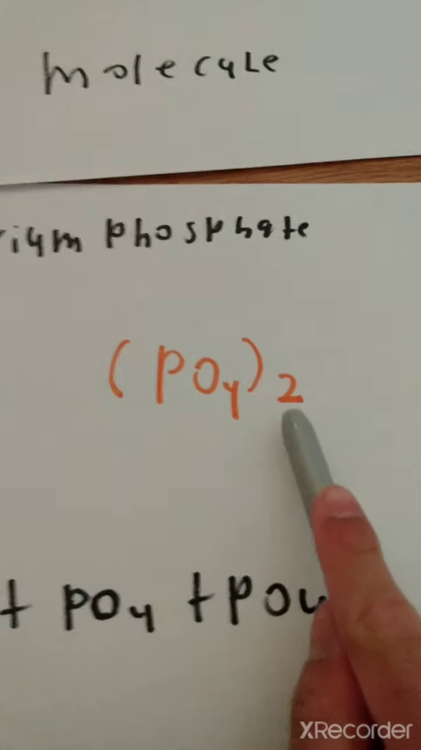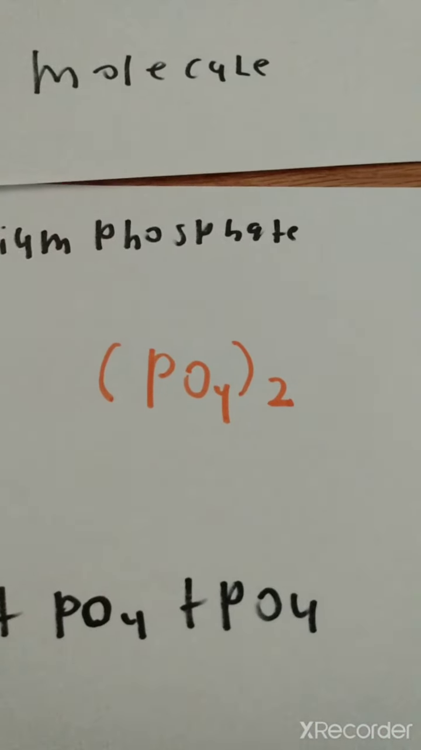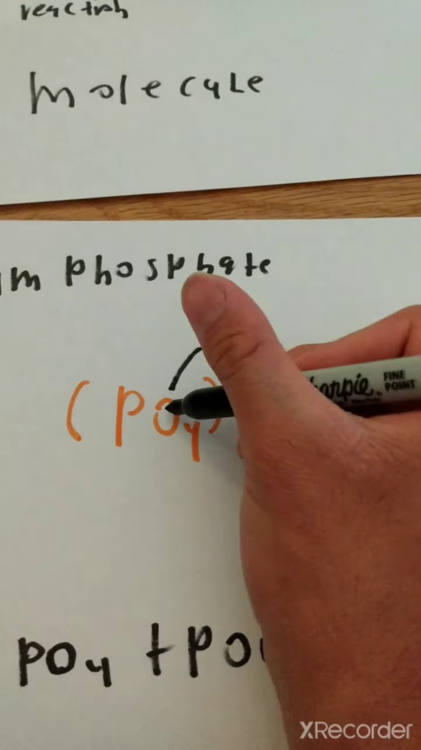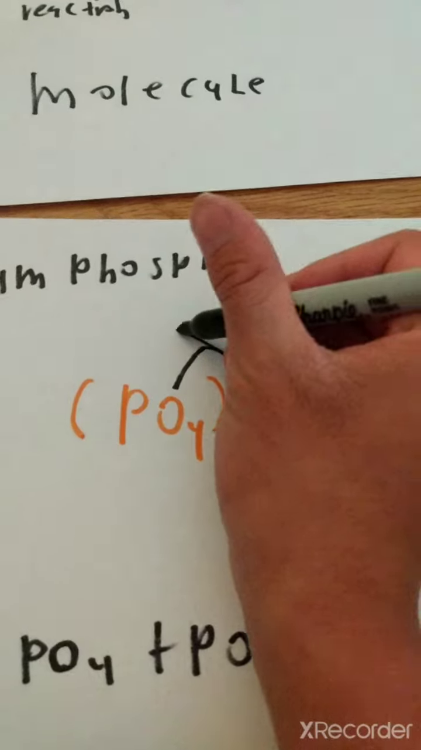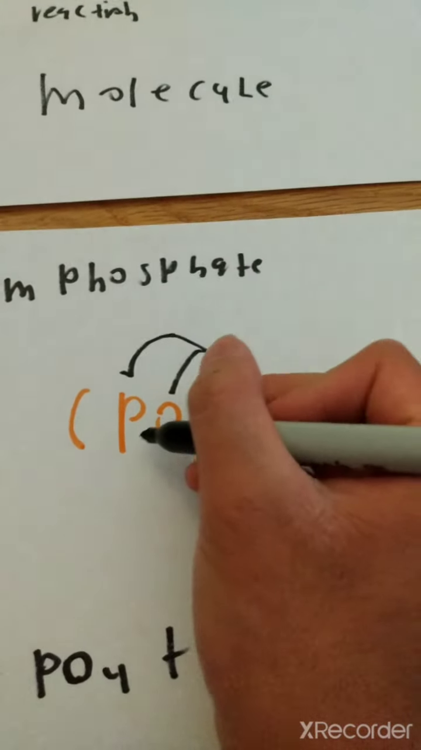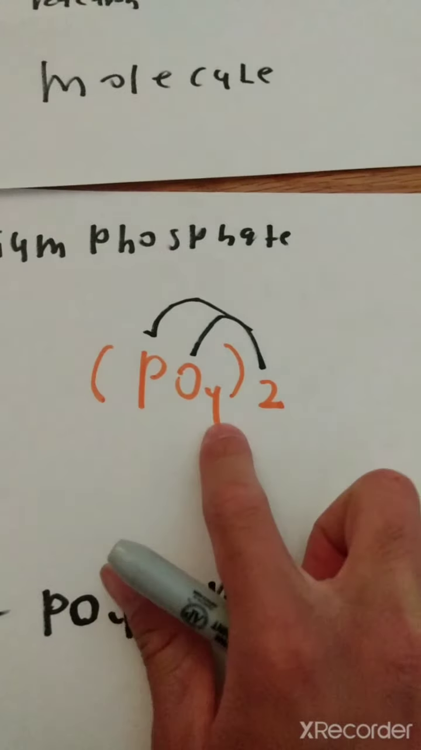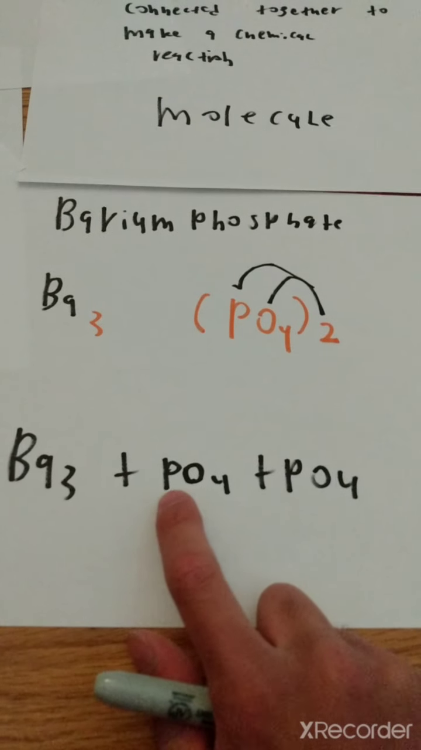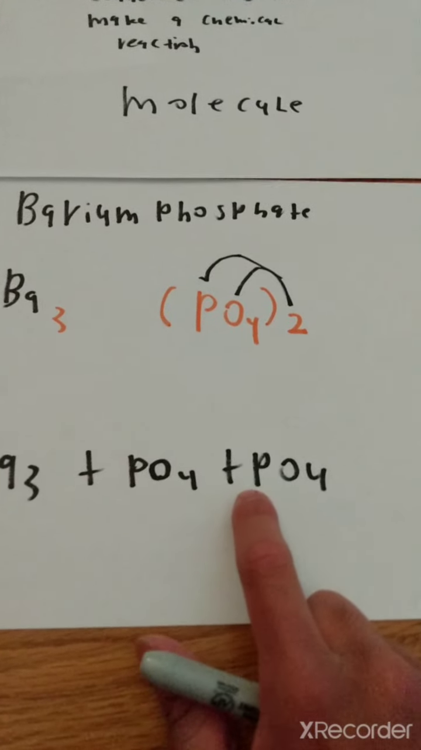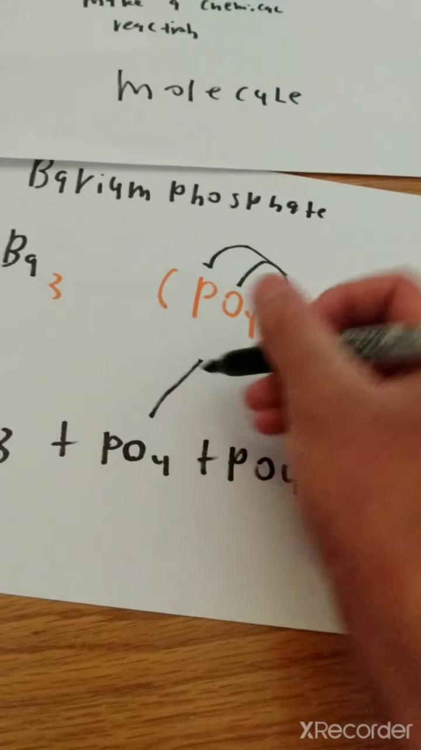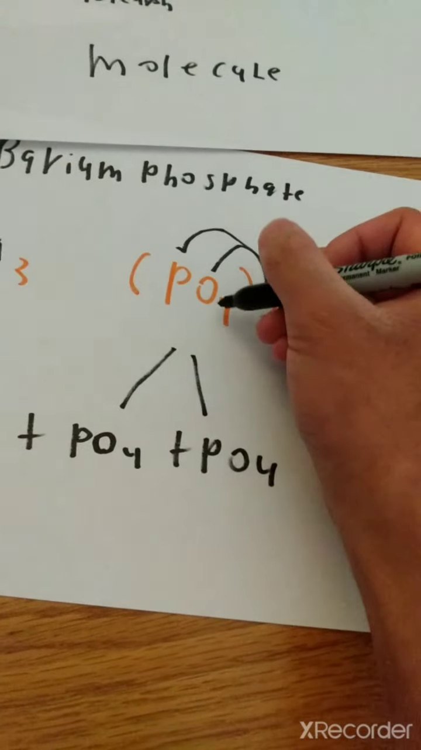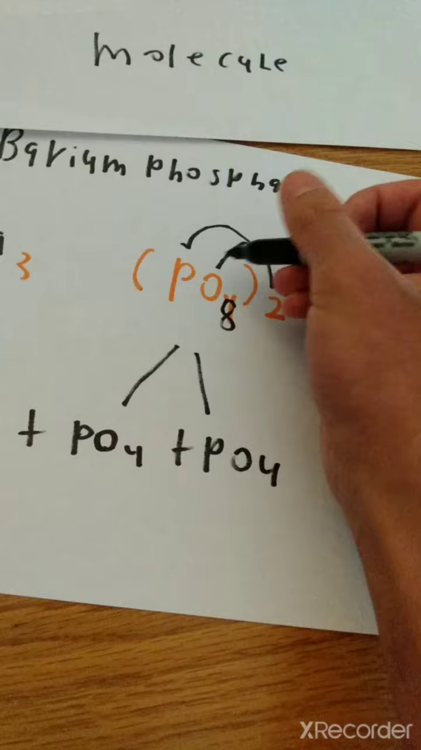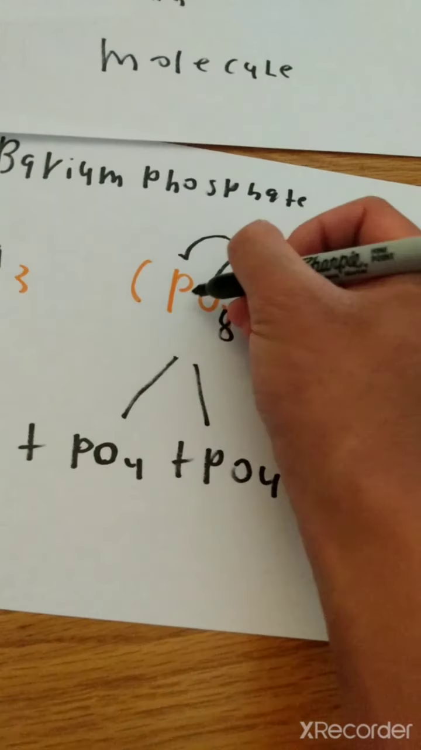The reason there is a subscript here and a subscript there is because that 2 is telling oxygen to multiply itself by 2, and it's also telling phosphorus that it's going to multiply by 2 too. If we see that in a much larger form, we say Ba3 plus P phosphorus oxygen 4 and another phosphorus oxygen 4. That's the same thing as this, because 4 times 2 is 8.